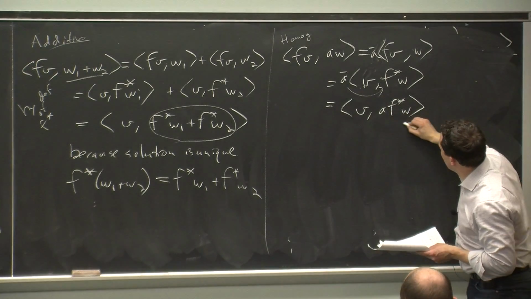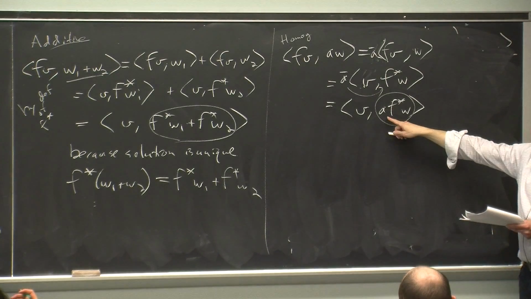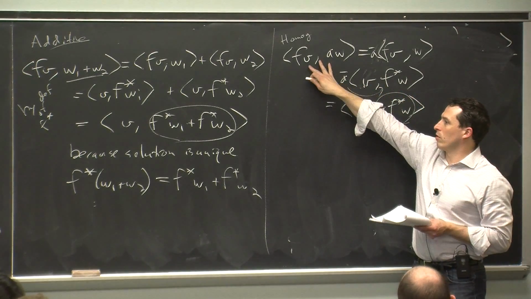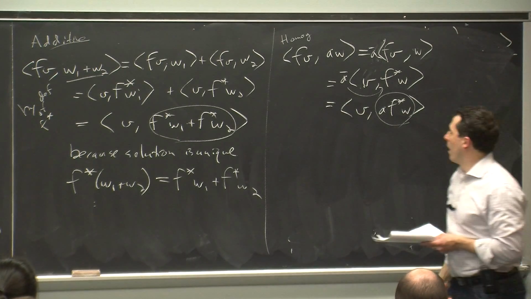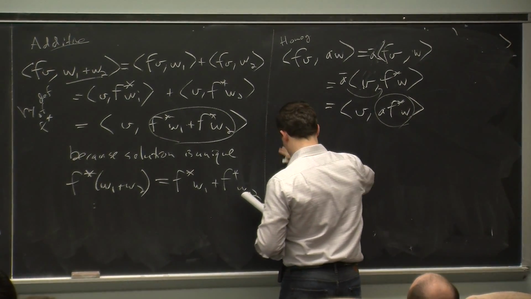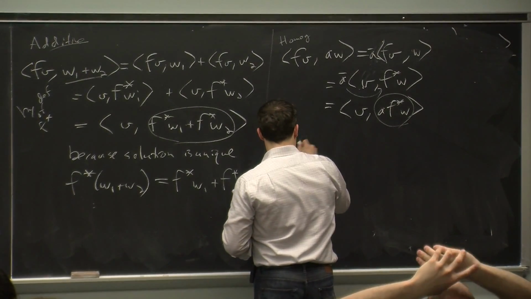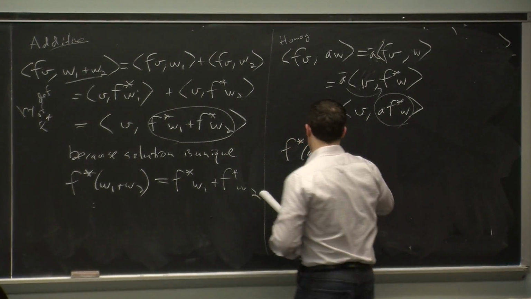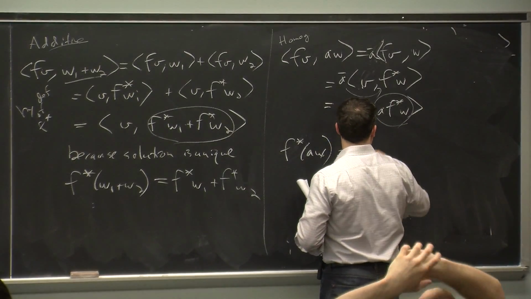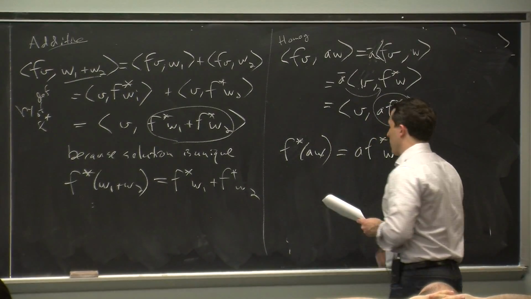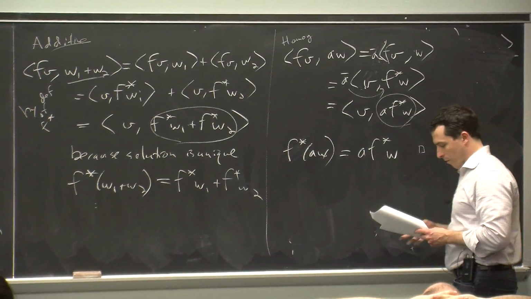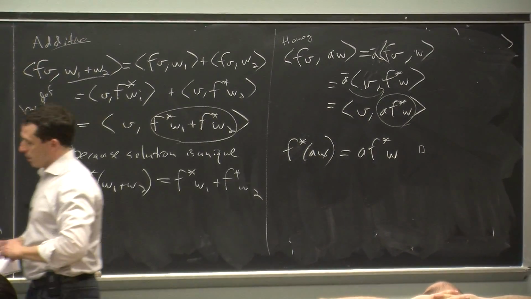So again, this tells me that the vector a f star w solves the adjoint equation, whose left-hand side is this, and therefore it must be that the solution to the adjoint equation for the input a w is equal to this particular solution, because there's only one. And so it's homogeneous. And therefore it is linear.